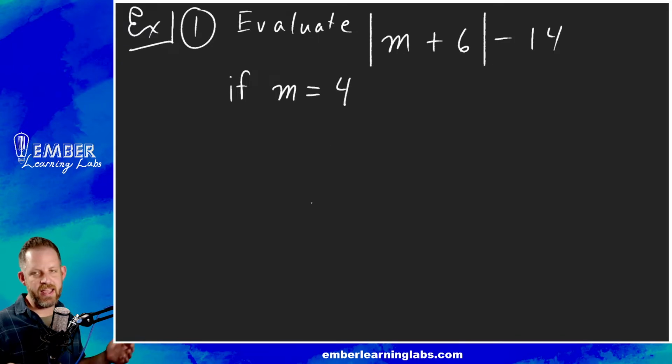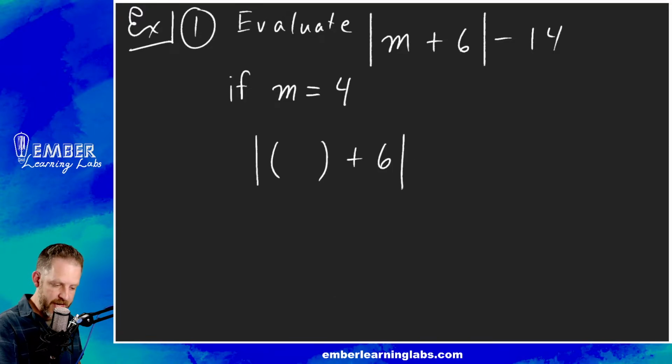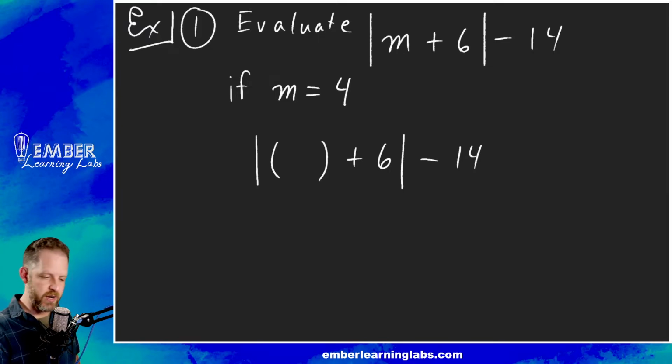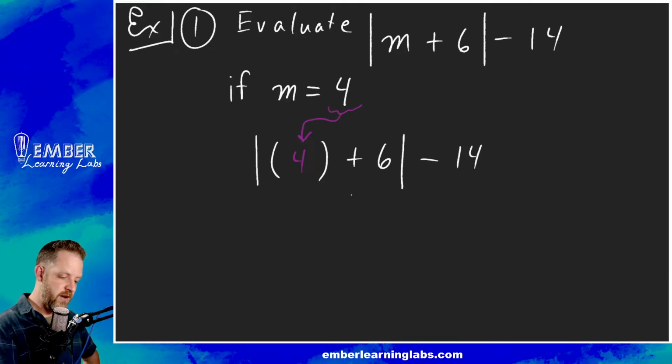So we're going to treat this just like any other substitution problem. We're going to rewrite the thing, but with parentheses where the variables are. So we're going to have absolute value, parentheses, plus 6, close the absolute value, minus 14. And then we're going to substitute this 4 in for m. No big deal, right? We put a 4 where the m was. Then, just like I said earlier, we're going to treat this like grouping symbols. So we're going to do the inside first. 4 plus 6 is 10.